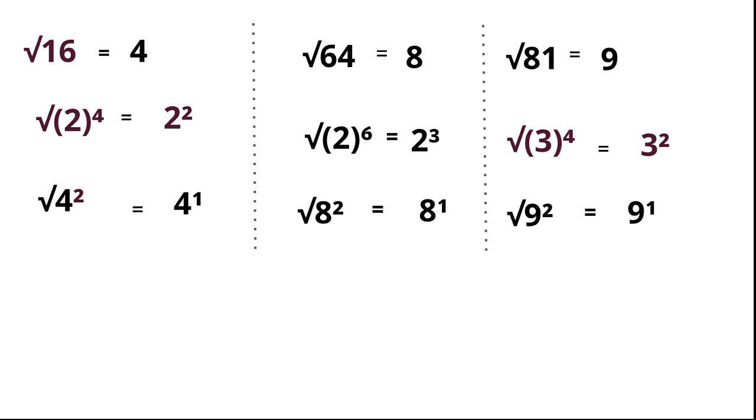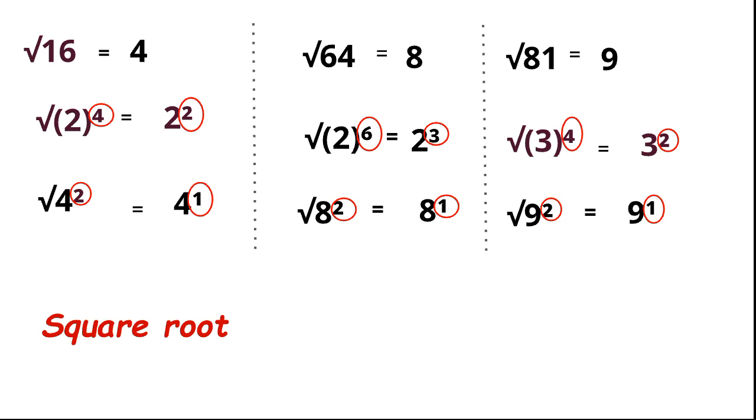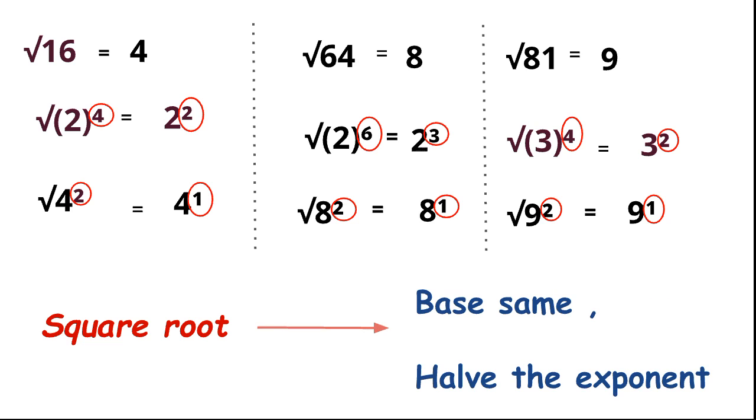In all these examples, observe the powers. 4, 2. 2 reduced to 1. 6 reduced to 3 and 2 reduced to 1 and 4 reduced to 2 and 2 reduced to 1. From this we can tell that the exponent value got halved whereas the base remains the same. So when you are finding the square root of an exponential notation, simple thing. Keep the base as same and half the exponent.